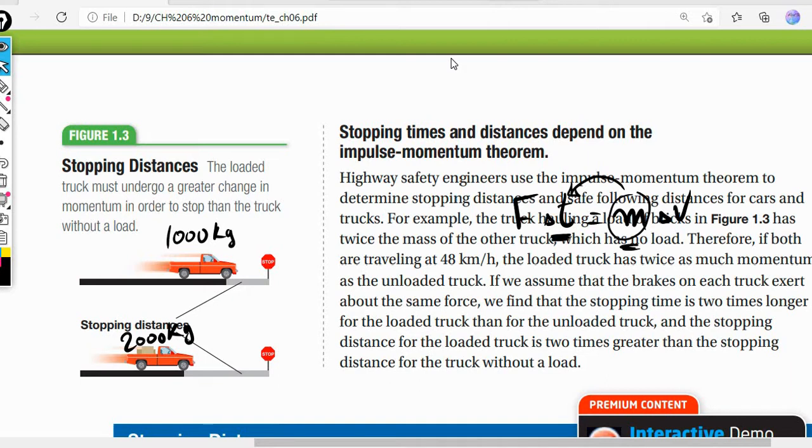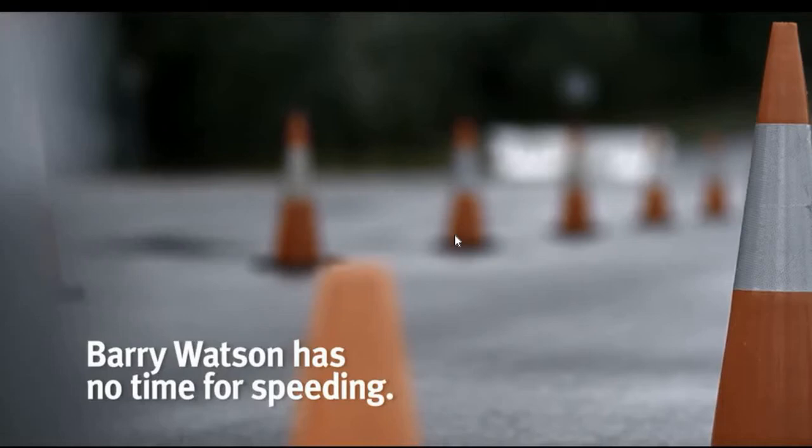Why? Because this one is loaded, but the other one is not, so it will be lighter than this one. Also, guys, the distance follows the same pattern. If this one takes a shorter time, it takes less distance, and the other one takes a longer time to stop and takes more distance. The same thing will happen with the velocity also. To understand the relationship between velocity and time, let's see this video. Look at this video and enjoy.